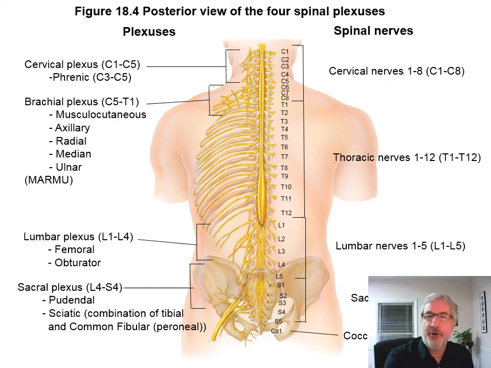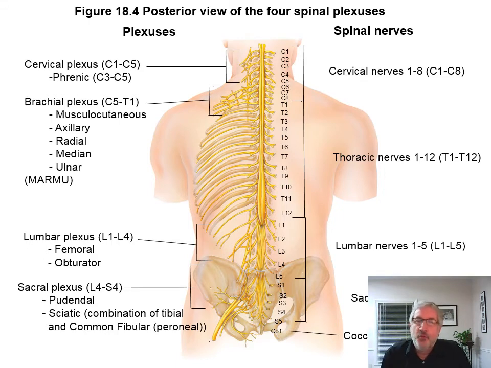So spinal nerves on the right. Same thing, I'm just going to do the right and I'll do the left. So we have cervical nerves 1 through 8, thoracic nerves 1 through 12, lumbar nerves 1 through 5, sacral nerves 1 through 5, so it's S1 through S5, and then we have 1 coccygeal nerve, so CO1. On the left side, we have the plexuses. Okay, the cervical plexus is from nerves C1 through C5.